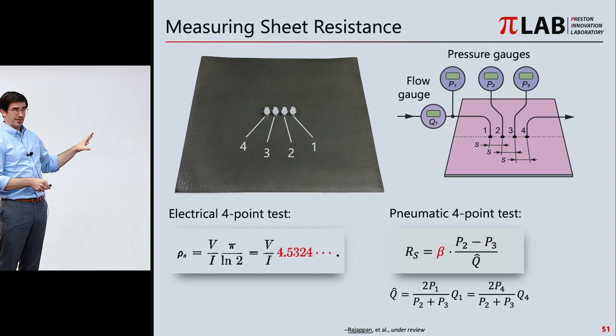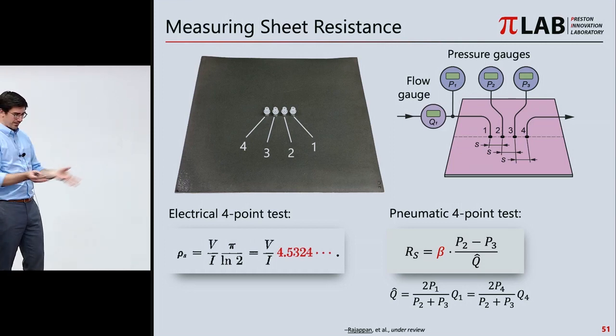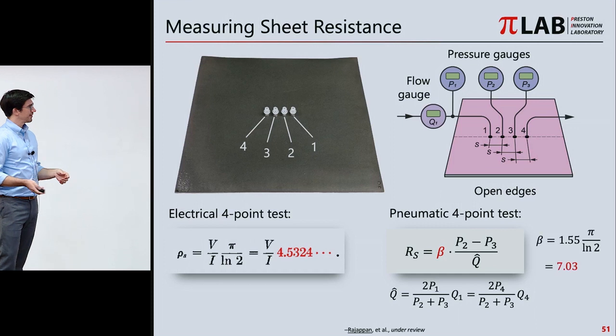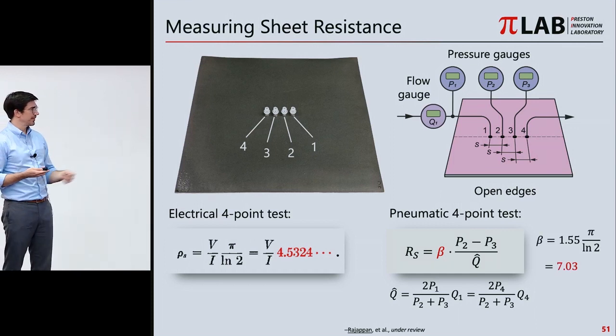That was okay for the electronic systems, where at the edge, there's no current leaving or coming in. In our system, we have open edges. Over here, we can have flow coming in or out. And so we ran some numerical simulation to figure out that, in this case, instead of 4.5, we have some factor beta here that corrects for the geometry of about 7.